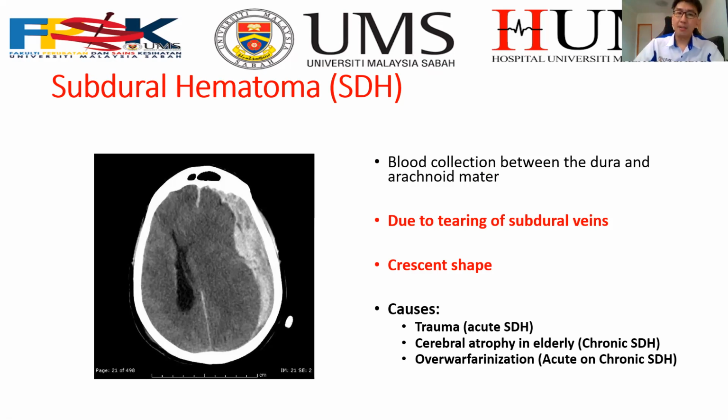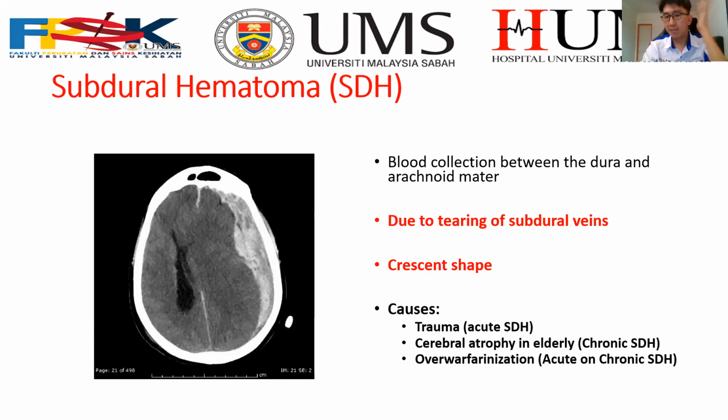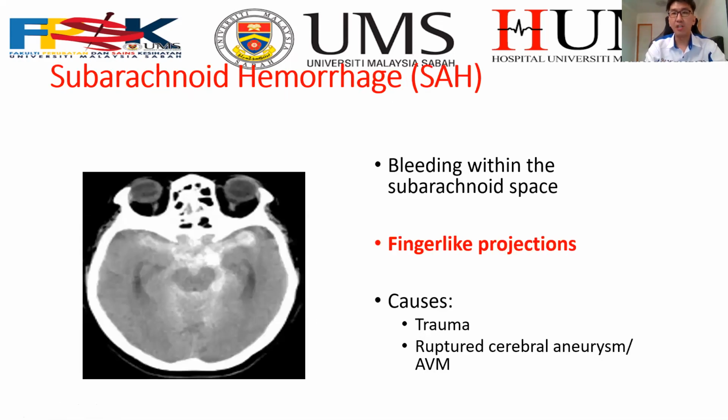Blood is always hyperdense in this segment. So you can see that the content is blood. White is blood over here. It can be due to trauma. Common causes in the elderly are cerebral atrophy, and in some patients with over-anticoagulation, you can always see this type of presentation.